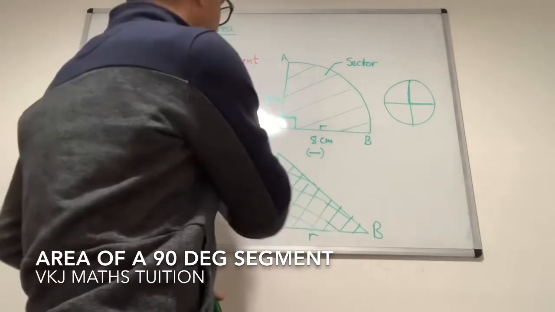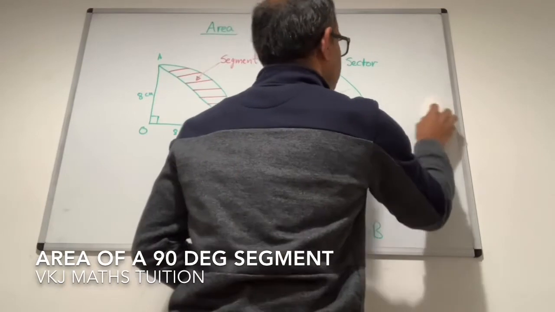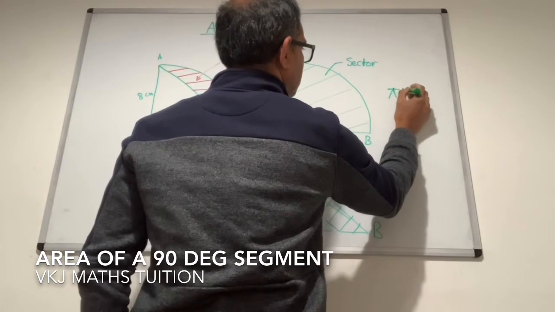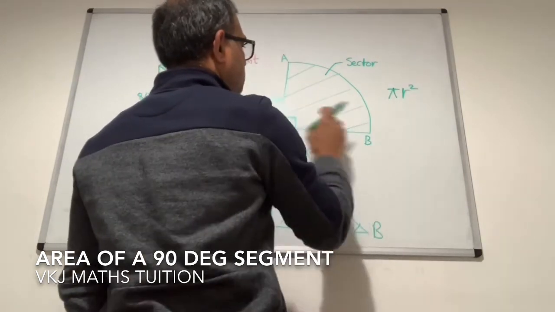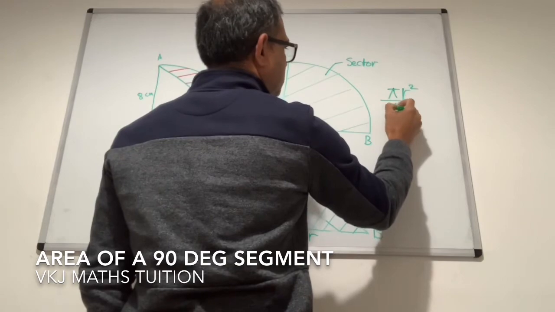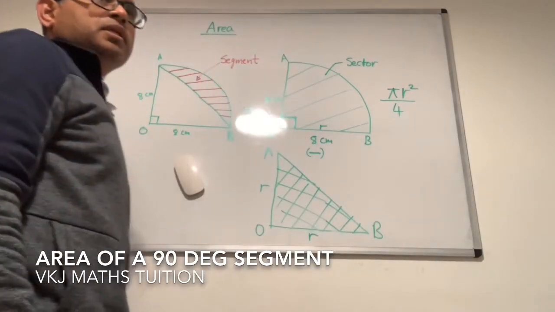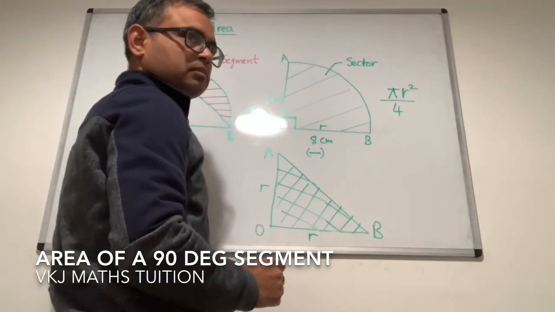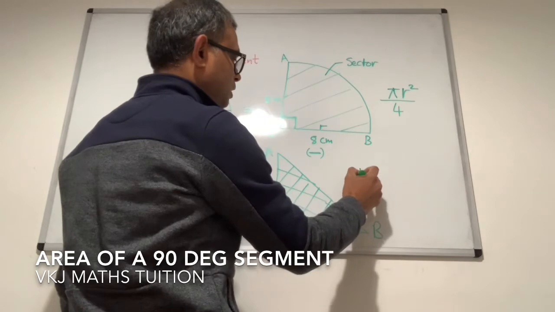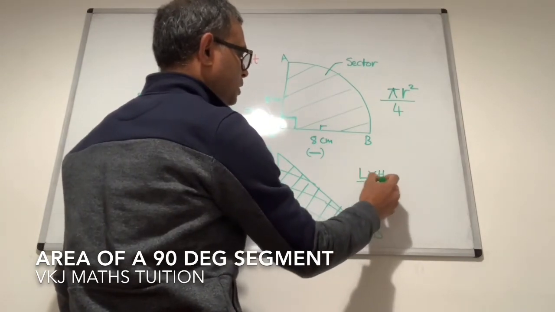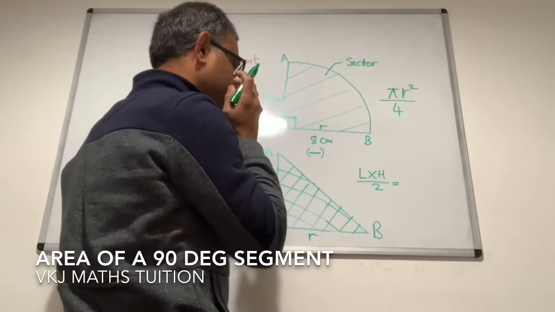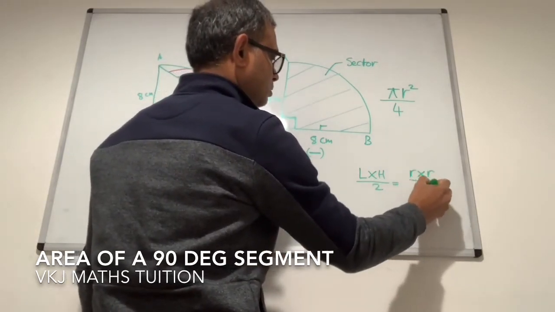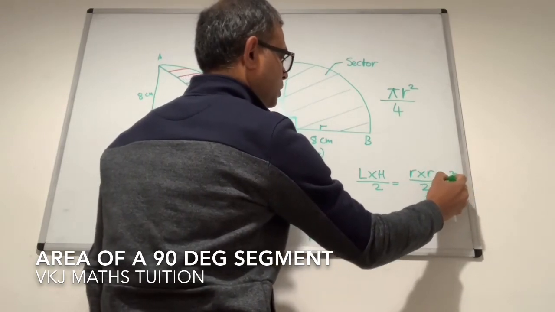So whatever is the circle's area, Gurvinder said it is pi R squared. Yeah, pi R squared is the circle's area. So what would be the sector's area? That would be divided by 4, isn't it? And what is the area of this triangle? Length times height, divided by 2. And what is length and height in this case? 8 and 8. R and R. Radius and radius. So R squared by 2.